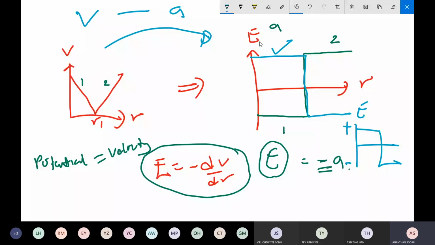Okay. If you don't have questions, I go for another one now. No questions? Okay, let me erase this. I'll go the other way now. I give you the electric field strength, you plot me the potential graph.